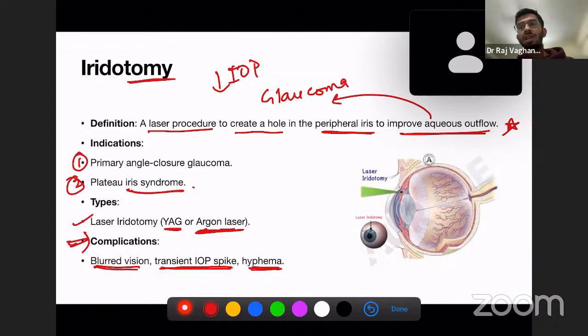You can see on the right hand side, this is the iris, and the black point is the hole made in the iris. So that is laser iridotomy. Laser is passed and a hole is made so that the aqueous humor flows through that hole and is drained through the trabecular meshwork. So that is about iridotomy. We have discussed the definition, indications, types, and complications of iridotomy.